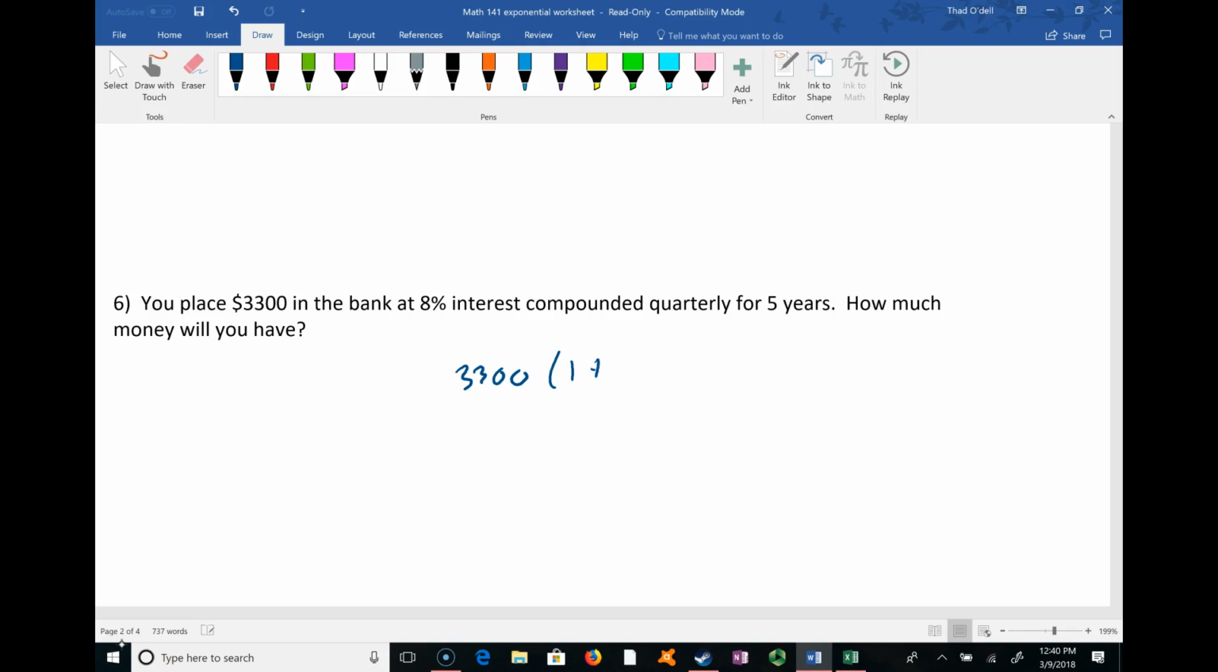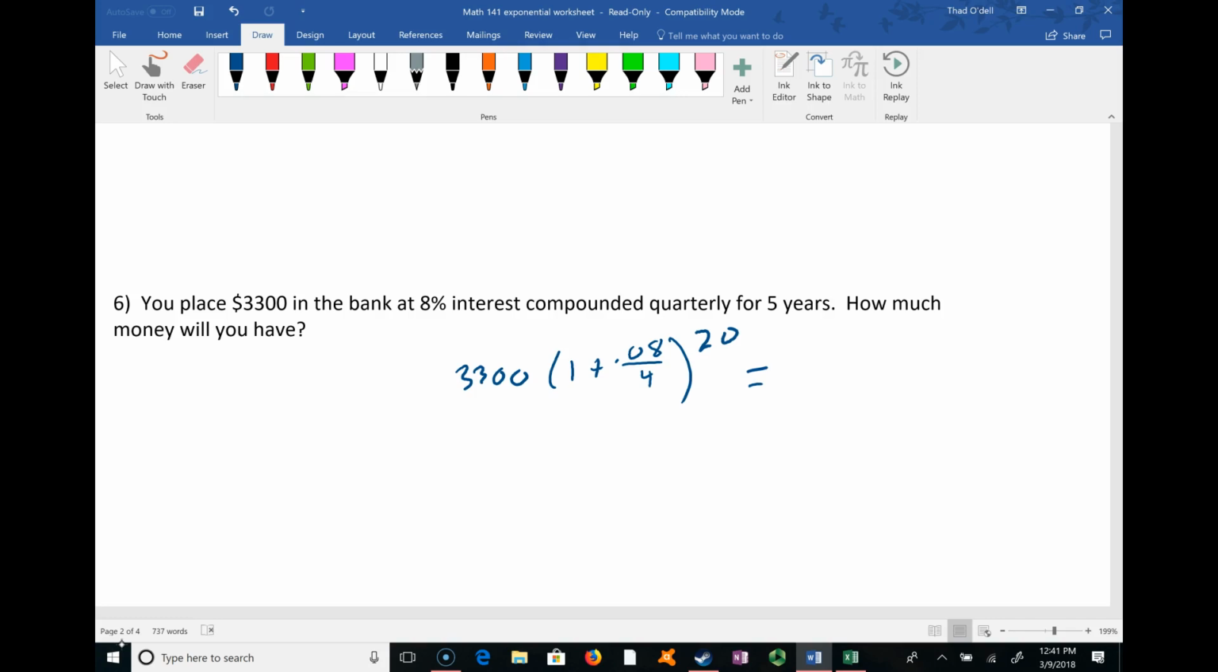We'd take that 0.08 and divide by 4. And also, this would be measured in quarters. So in 5 years, you'd have 20 quarters because there's 4 quarters a year. And we'd use that to calculate.